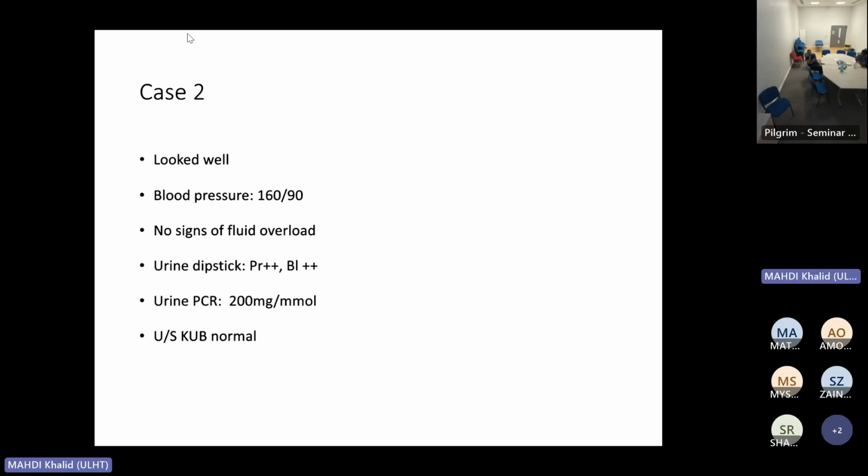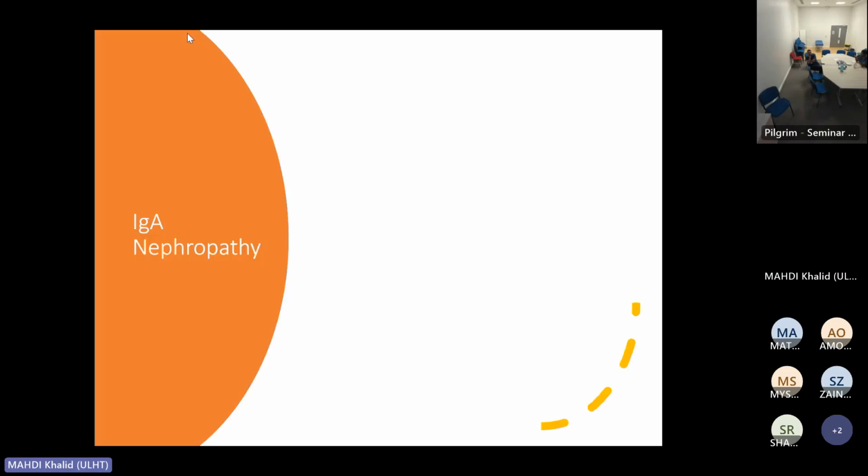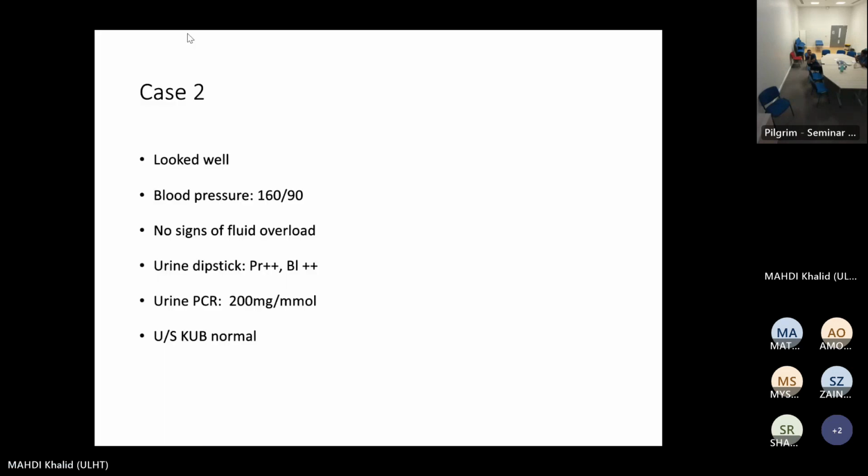Where does he fit? Yes, so you can put him as the asymptomatic. He's presenting to you because the GP picked up blood and protein. Doesn't behave like RPGN. This is not nephrotic. So it's more of a low-grade chronic GN. The common cause for that is IgA nephropathy.